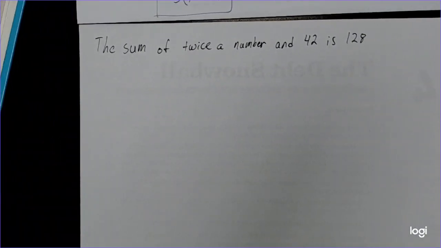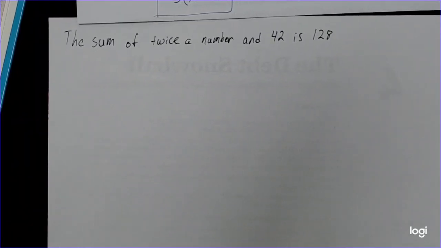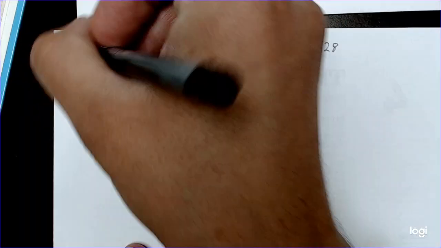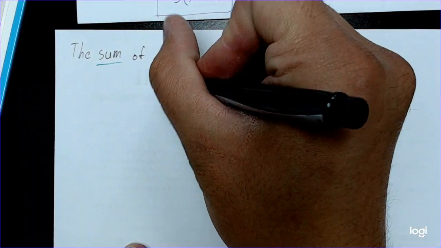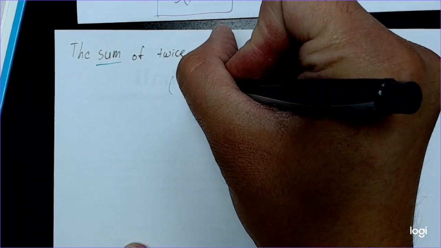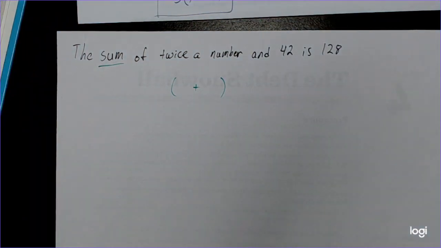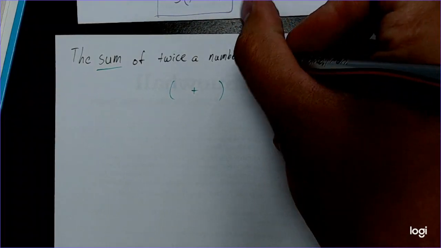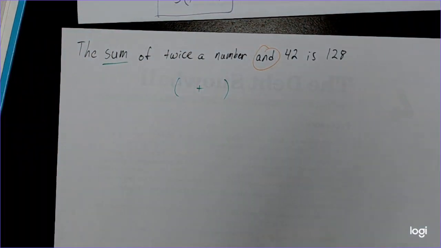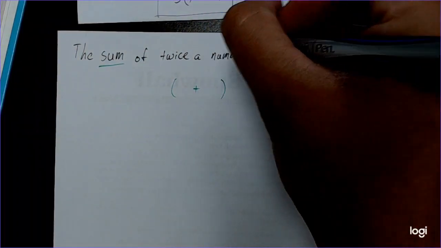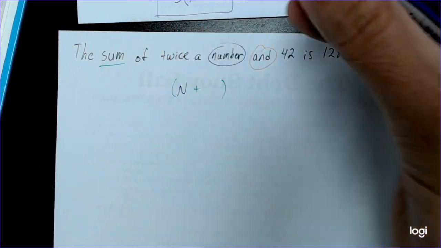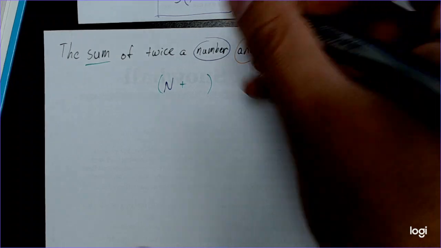Okay, sorry, hold on. There we go. So here's our sentence. We have the sum of twice a number and 42 is 28. So we'll break this down piece by piece. We've got our magic word sum, which means I'm going to do parentheses with a plus sign in the middle. Now I look for my conjunction. Next conjunction is and. Got it. And I'm going to look for my two nouns. Let's see here, noun on the left, number. So number, I'll put n. And noun on the right, 42.